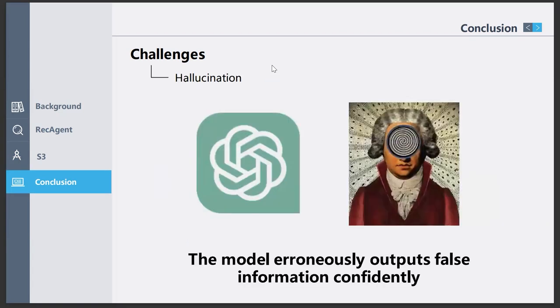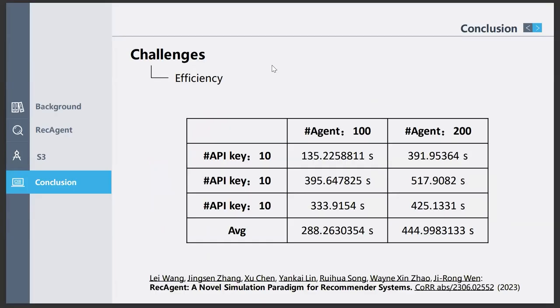Also, hallucination is a very important problem, not only in LLMs, but also in LLM-based simulation. And the last one is the efficiency of the simulation process. In the future, if we would like to simulate more agents in the social network, then efficiency should be carefully considered.